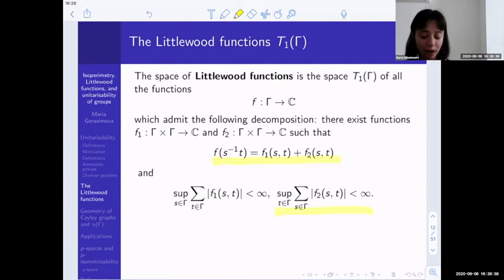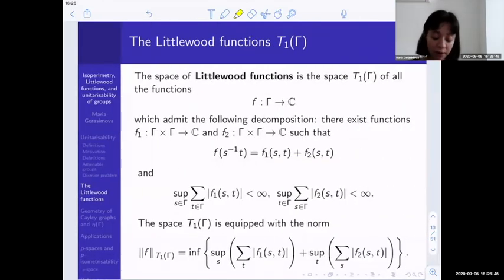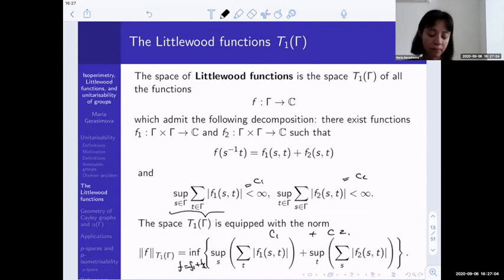And I will also define the norm on this space of functions. It will be a Banach space actually. So I define the norm in the following way. It will be just the infimum over all such decompositions of exactly these supremums. So let it be C1, let it be C2, then it's C1 plus C2.